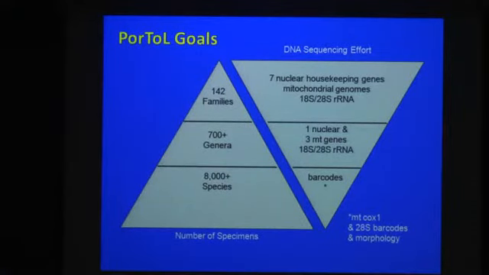For Portal, what we decided to do is trade off our sample effort and our sequencing efforts. So we sampled at the family level, there are 142 families of sponges, to try to get some nuclear housekeeping genes, whole mitochondrial genomes, and 18S and 28S sequences. At the genus level, we dropped all these housekeeping genes, and we just did 1 nuclear and 3 mitochondrial genes. And then for about 8,000 species, our target is to do 2 barcodes, a mitochondrial barcode and a nuclear barcode, and then to do morphology on all 8,000 of these. That's where we're spending the bulk of our time now. We've completed these first 2 steps, and we're down in this lower one.